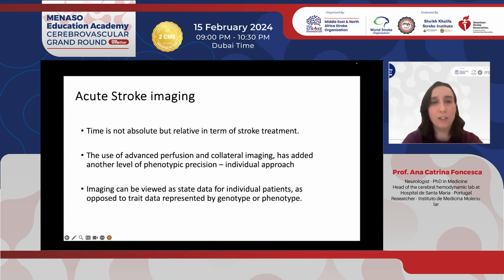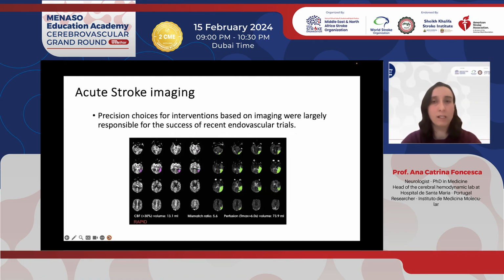And by using advanced perfusion and electrophysiology imaging, we can add another level of phenotypic precision. So we are using an individual approach. When we are using advanced imaging to select patients, we are actually applying precision medicine for these specific patients. So therefore, imaging can be viewed as state data for these individual patients, as opposed to trait data that's represented by genotype or phenotype.